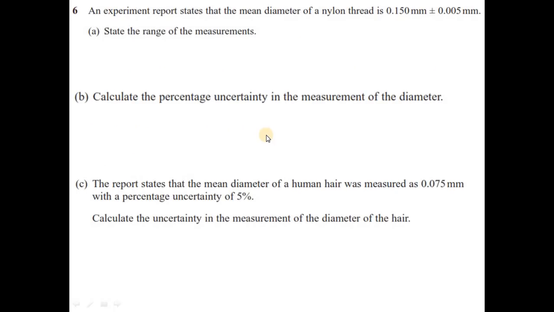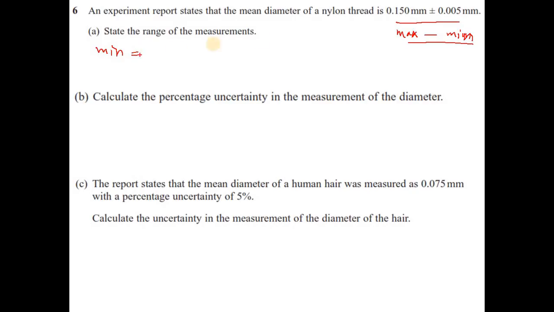Question number 6. An experiment report states that the mean diameter of a nylon thread is 0.150 millimeter plus minus 0.005 millimeter. State the range of the measurement. So range means you need to find the maximum and minimum value, and then you find the range by subtracting these values.